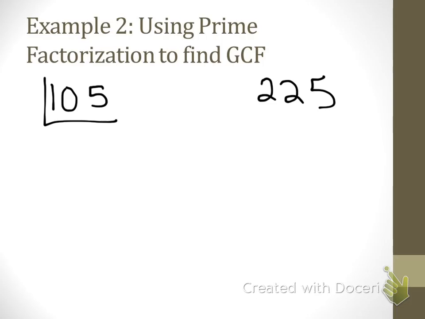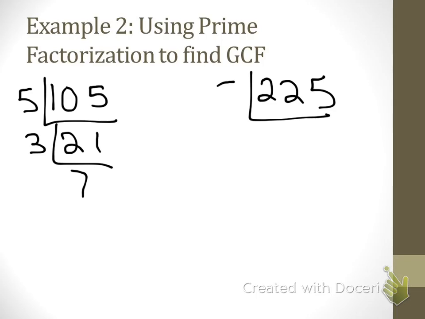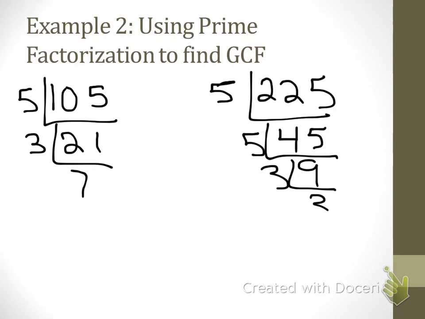Okay, so let's do the upside down division way. 5 goes into 105 21 times. 3 goes into 21 7 times. 5 goes into 225 45 times. 5 goes into 45 9 times. 3 goes into 9 3 times. Now I have the prime factorization. Now some of you did factor trees. That's perfectly fine. Just make sure that you have the same set of prime numbers.